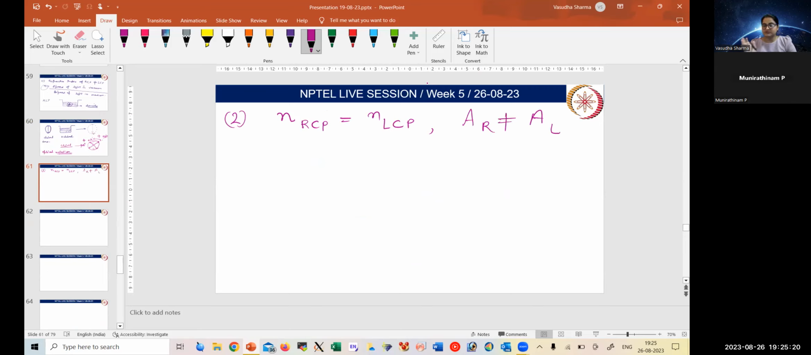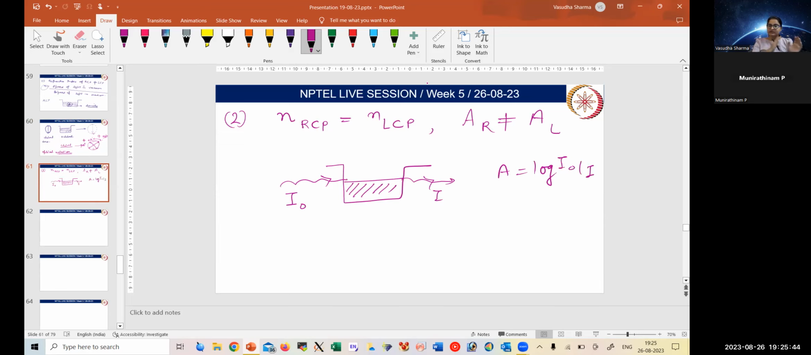So their absorbances are different. That means, as we already talked about earlier, if I have a solution and I'm giving a light with I naught, there would be a certain amount that it will absorb and a certain amount it will transmit. So the absorbance value will become a ratio, the log of I naught by I. This we read in the last to last live session.